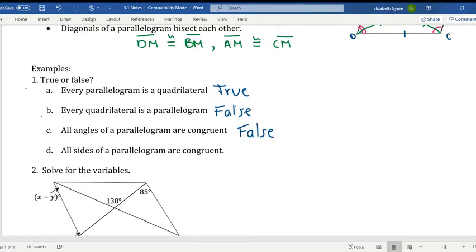They could be, but they don't have to be. Some examples of parallelograms that would have congruent angles would be rectangles, right? All four angles would be right angles, or squares, but they don't have to have that property. And then, D, all sides of a parallelogram are congruent. That is also false. The opposite sides are congruent, but there's nothing saying that all four sides have to be congruent.